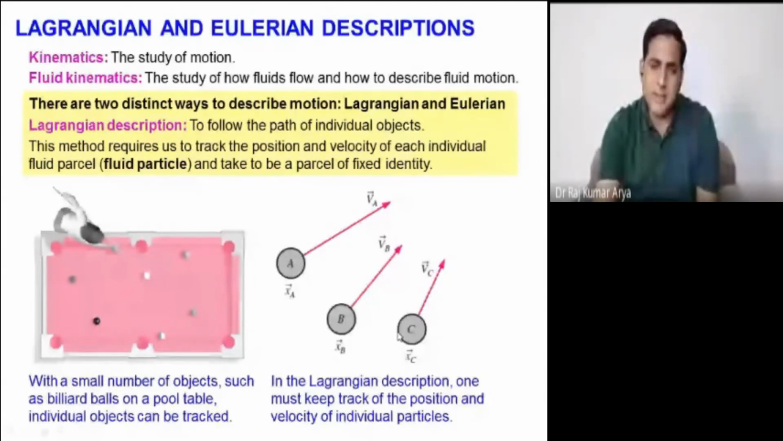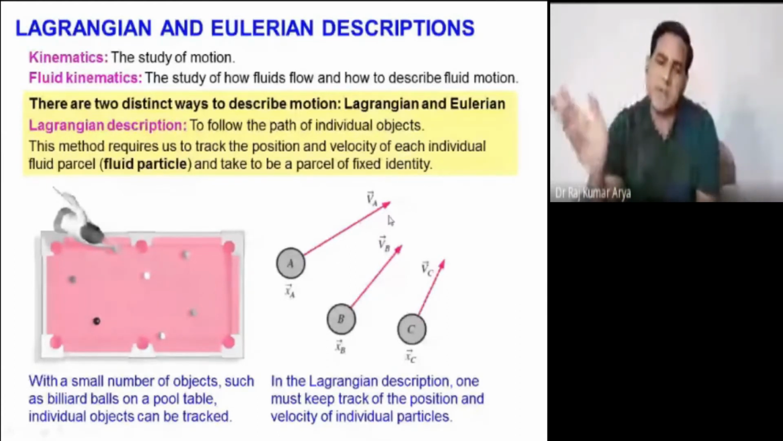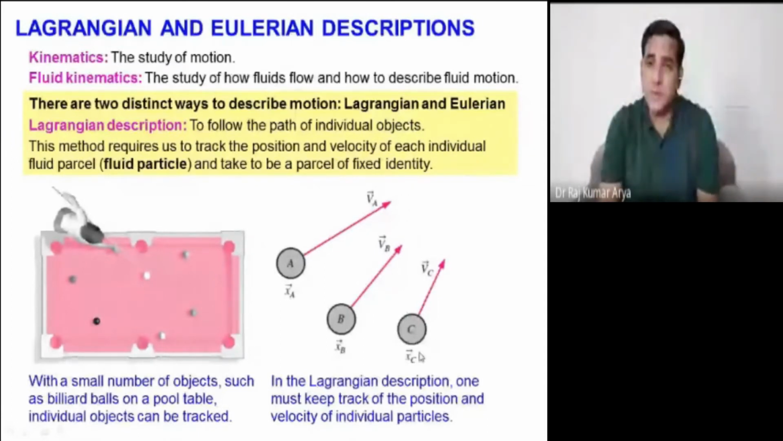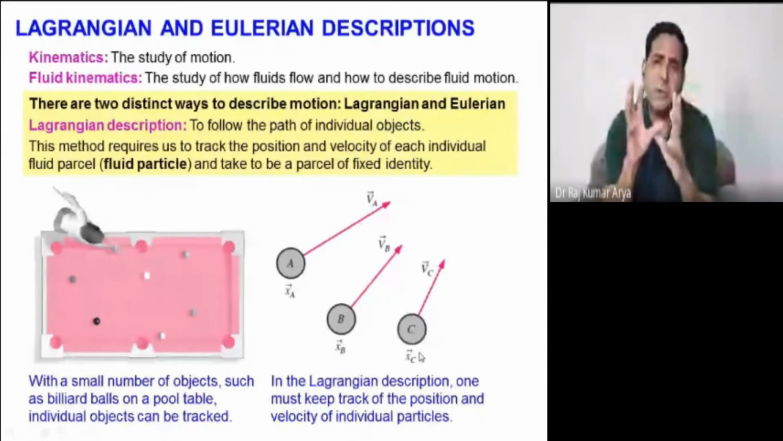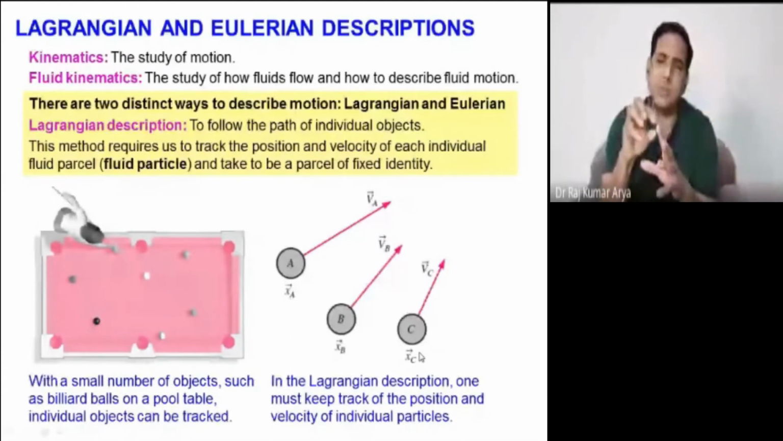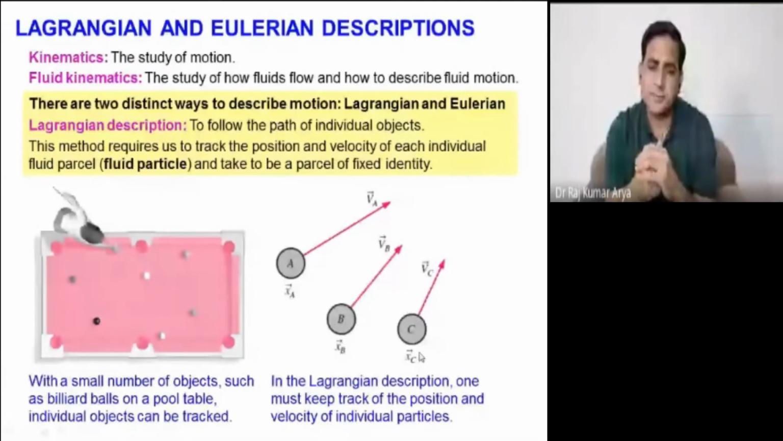Now, let's say for these three particles, you want to focus on how particle A would move, where will it go, its motion, its trajectory, everything. Now, same thing you want for B also, what is happening with B. Same thing for C, what is happening with C. So you are focusing on individual particles, what is happening to each individual particle, and I want to keep track of them. So this approach is called the Lagrangian approach.